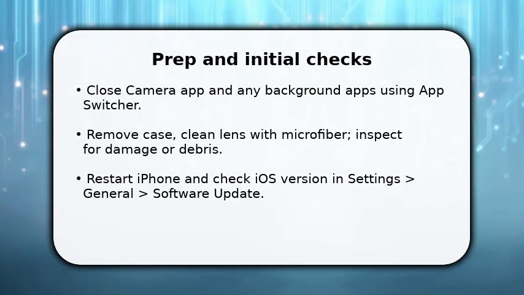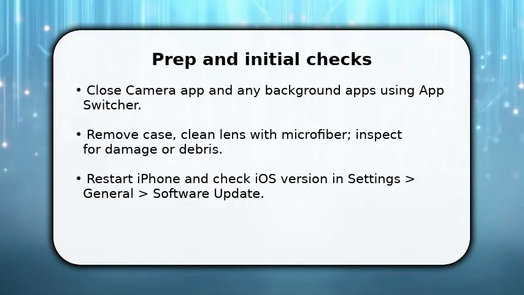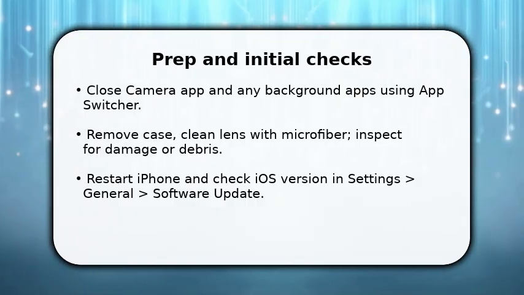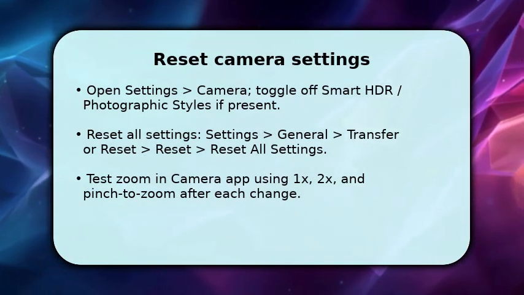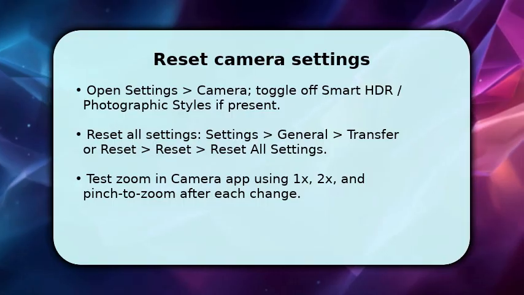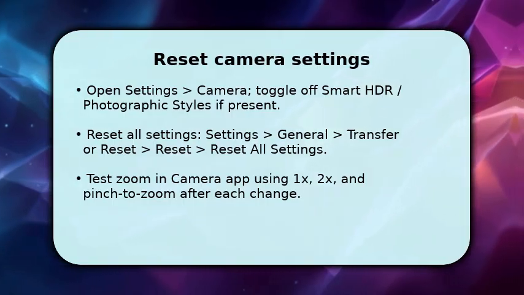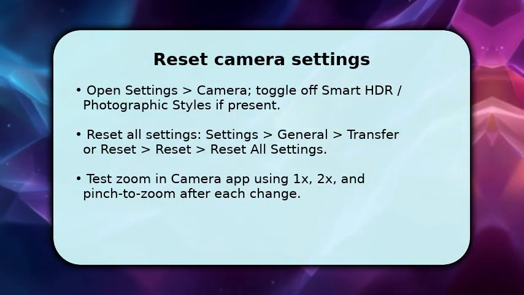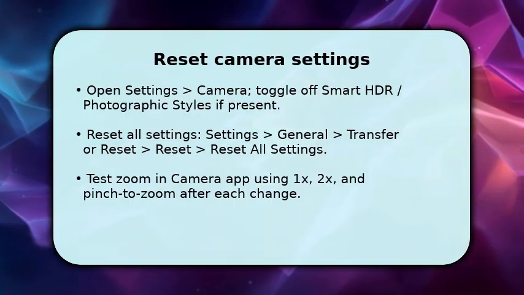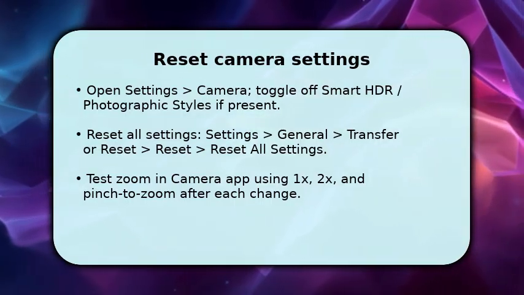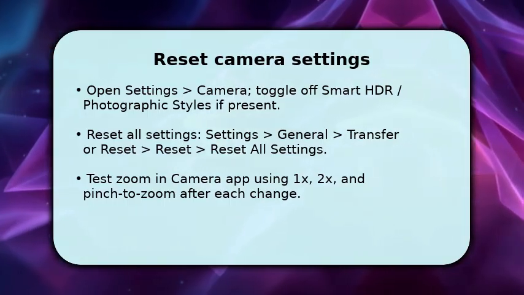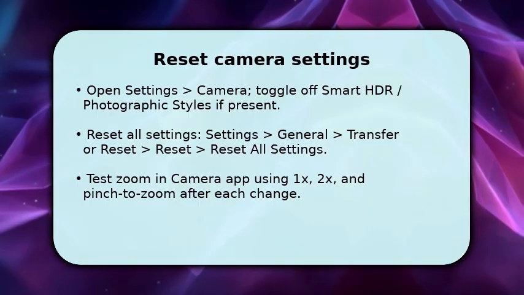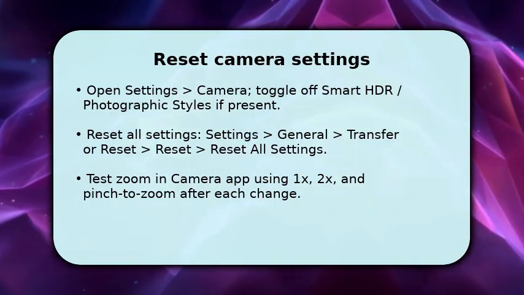Next, you adjust camera-specific options and reset settings to clear misconfigurations. First, open Settings, Camera, and disable features like Smart HDR or photographic styles that can interact with zoom. Then perform Reset All Settings in Settings, General, Transfer or Reset, Reset. This won't delete media but restores camera defaults. After each change, open camera and test 1x, 2x, and pinch to zoom to observe differences. These steps isolate whether software settings are the cause.